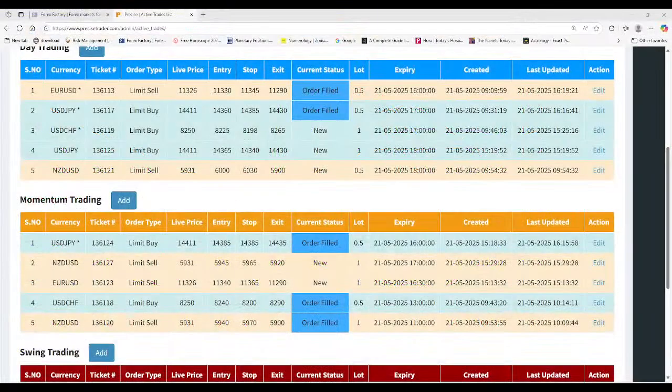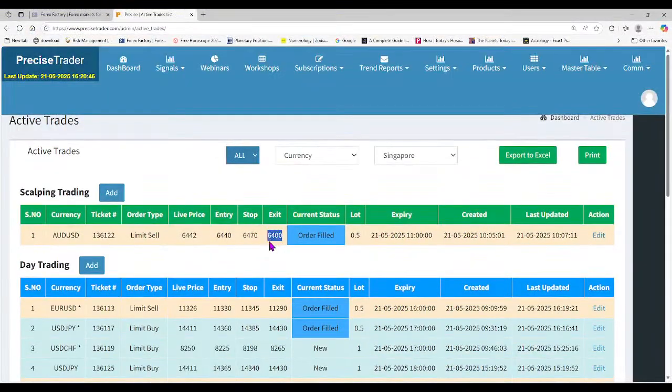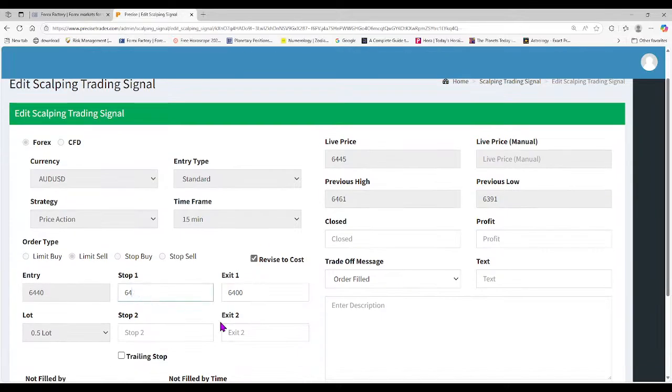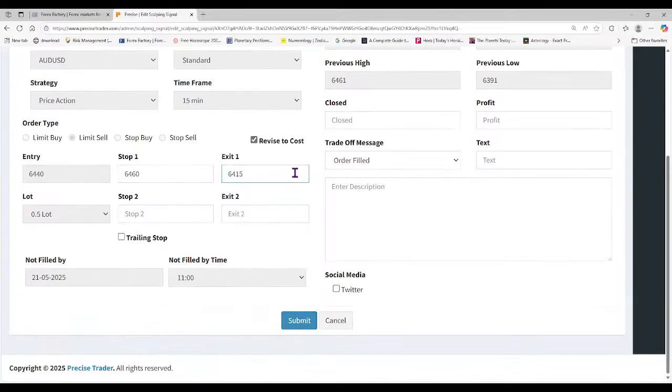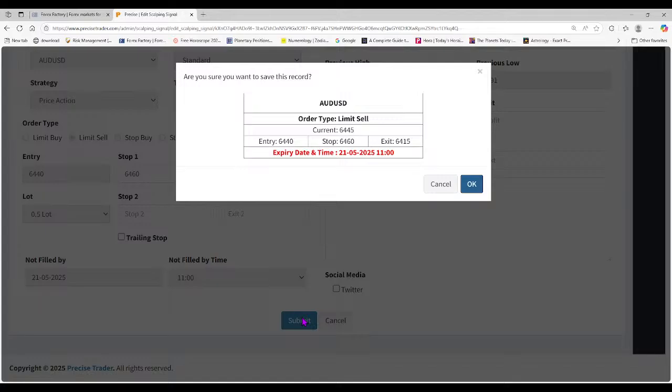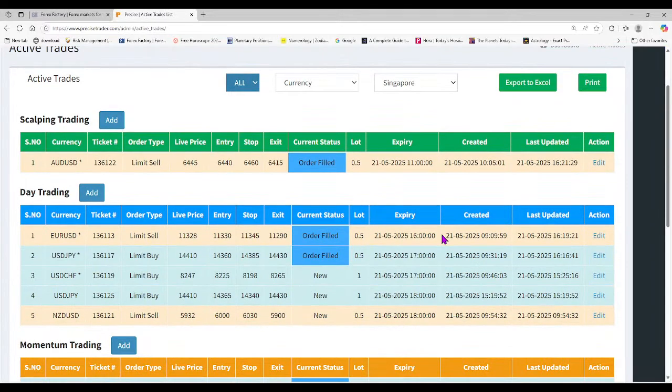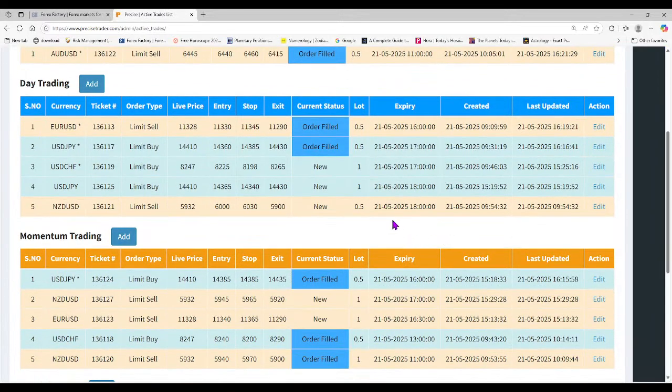So what we have given is 64 figure. Okay, then the stop we have given as 70, so now we can reduce the stop to 60, and I don't think I can get 64 for today, so probably I may want to increase my TP to 64.15. So this is what I would be doing.